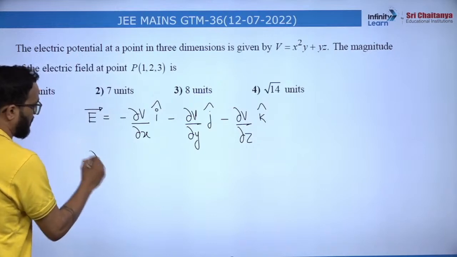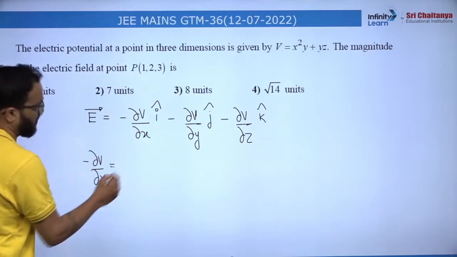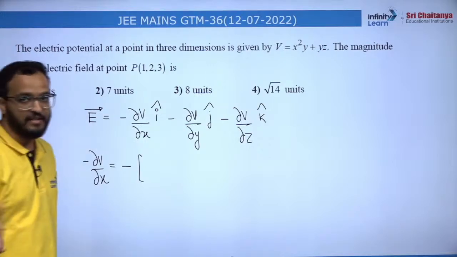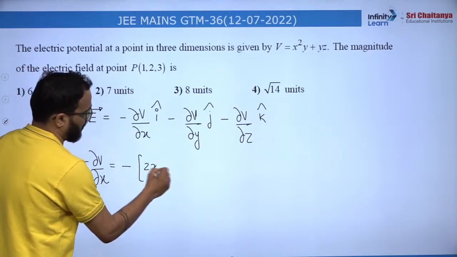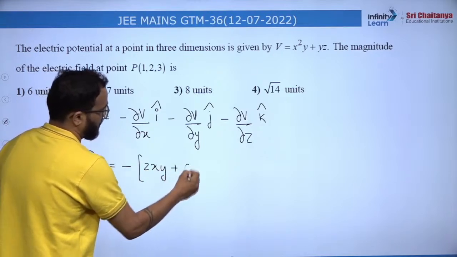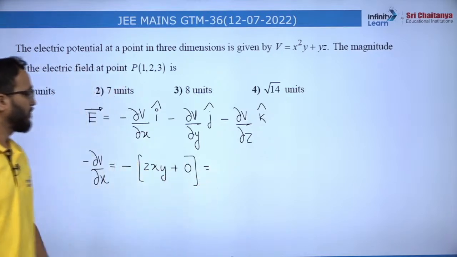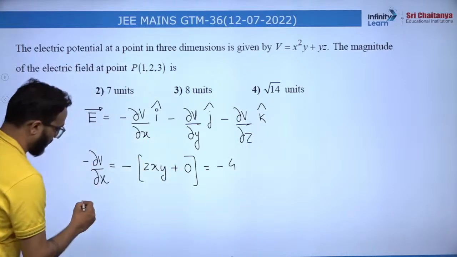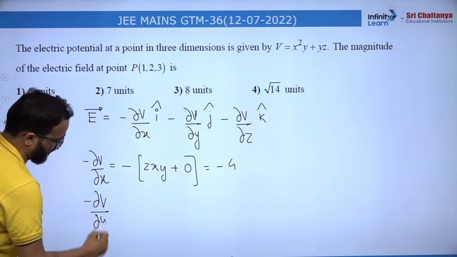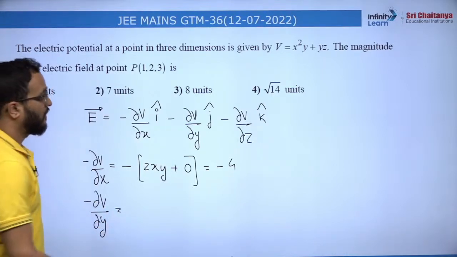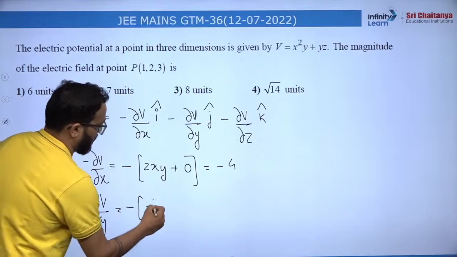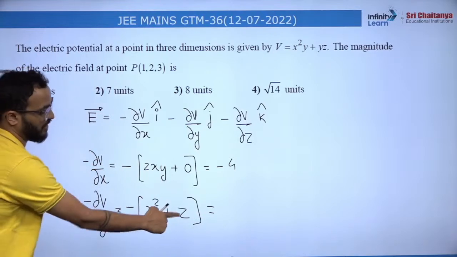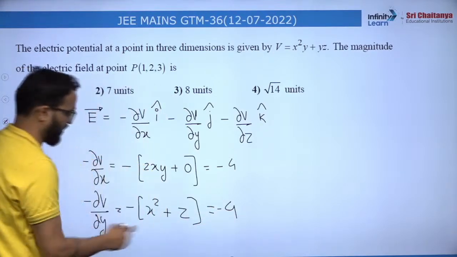So if you talk about minus del V by del x, it will be minus into, only differentiate x, treat y and z constant. So it will be 2xy plus 0. Put the values, 2 into 1 into 2, 4. So it will be minus 4. Now minus del V by del y, what will it be? It will be x square plus z. Put the values, 1 square plus 3, 1 plus 3 is 4. So answer is minus 4.